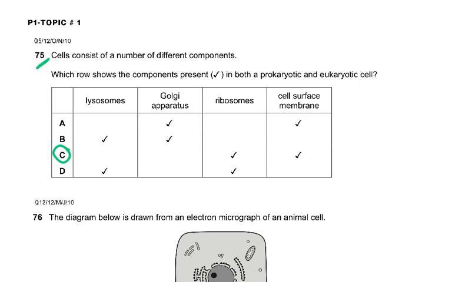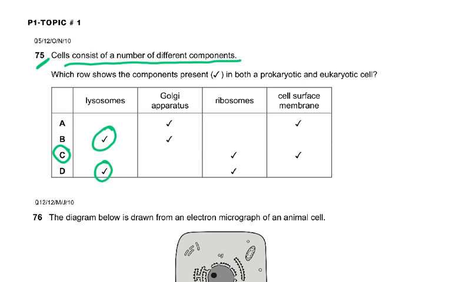75. Cells consist of a number of different components. Which row shows the components present in both prokaryotes and eukaryotes? So the option with lysosome was wrong, so we know B and D were wrong. Lysosomes are not present in prokaryotes, so they couldn't have been in both.